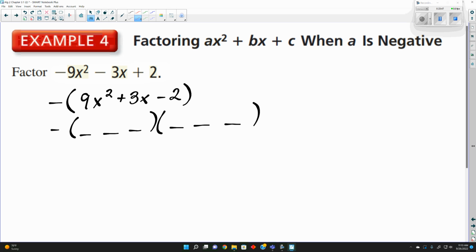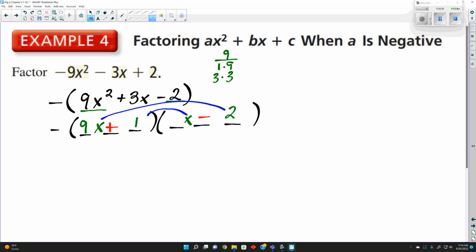So we have to pull that negative out if the first one is negative. So we can go on and do our 2 sets of parentheses with 3 spaces. Since the third term is negative, our signs are opposite. One's going to be positive and one is negative. Now the factors of 9x squared, we'll have x and x, but with 9 we have 1 and 9 or 3 and 3. Which one do we want to try first, 1 and 9 or 3 and 3? So we can do 1 and 9, so we can put 9 in the first one. Now the factors of 2, 1 and 2.